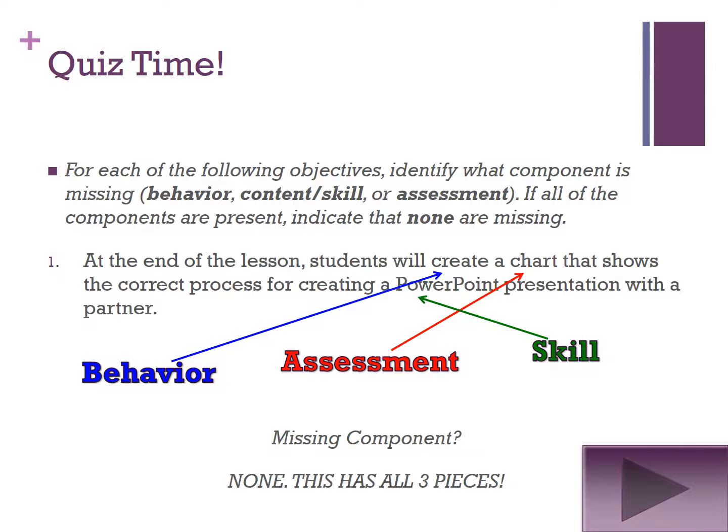Hopefully, you realize that none of the parts of the behavioral learning objective are missing. This, in fact, is a very well-crafted behavioral learning objective. You have the behavior, creating, you have the assessment, the chart, and you have the skill, the correct process for creating a PowerPoint presentation. This behavioral learning objective is clear. It tells the students what they're going to learn, how they're going to demonstrate it, and how it's going to be assessed.